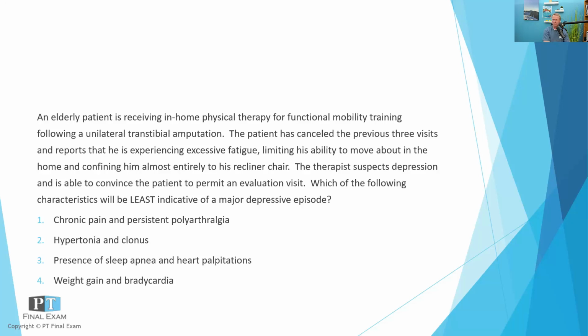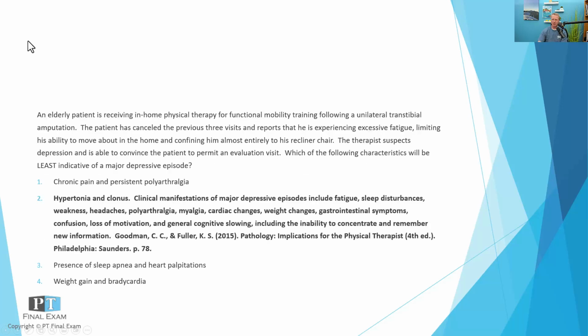So again, the question: which of the following characteristics will be least indicative of a major depressive episode? 1, chronic pain and persistent polyarthralgia; 2, hypertonia and clonus; 3, presence of sleep apnea and heart palpitations; and 4, weight gain and bradycardia. Well, the correct answer here, as you can guess, is the hypertonia and clonus.